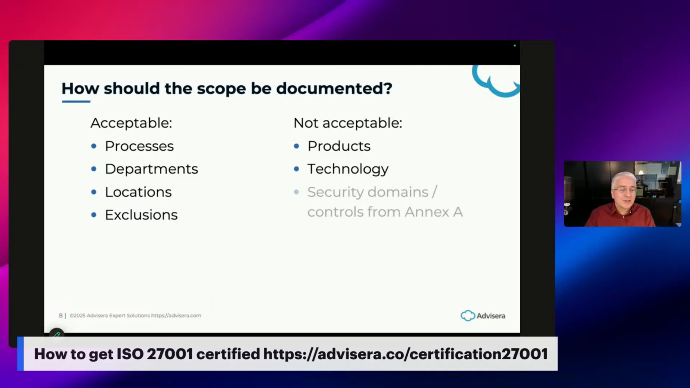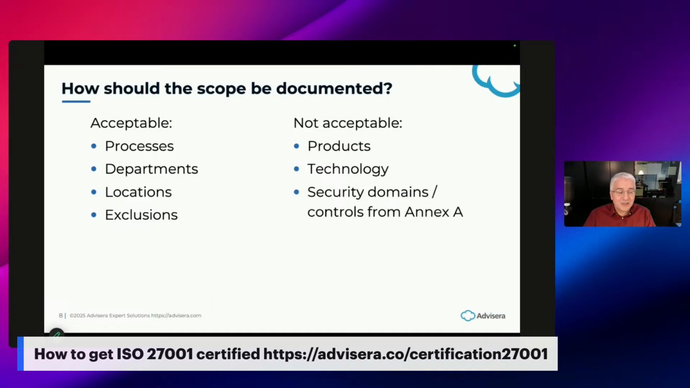Also, what you cannot do is define your scope in terms of technology. So you can't say, here is our server, and basically this is our scope. So it's not going to work. Again, the auditor is not going to accept it. Again, you have to go back and define the scope in terms of all the things that I mentioned before.